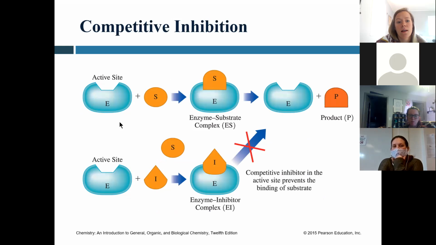So here's our enzyme. There's the substrate. It's going to bond with the substrate and it's going to get a product. Well, if this enzyme instead gets distracted by this shiny inhibitor over here, it's now bonded to the inhibitor. This substrate is not able to bond. It may bond with another one, but it's going to slow the whole process down.